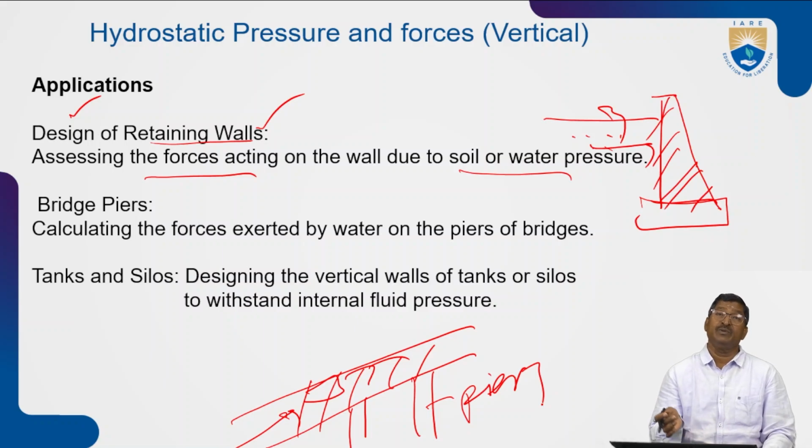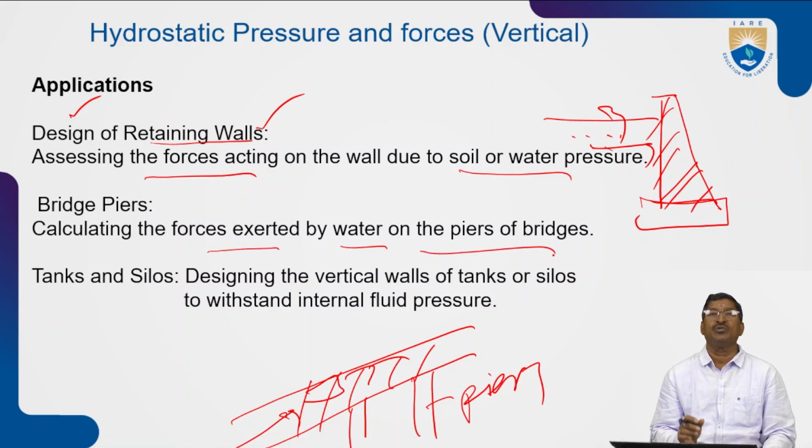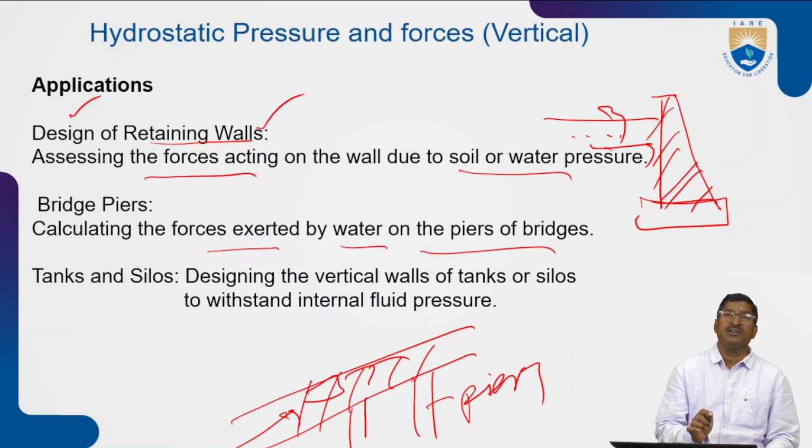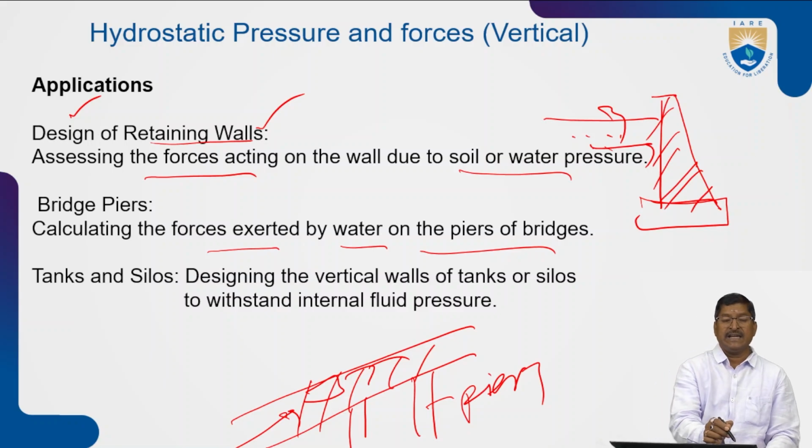These piers will be inside the water. So we calculate the forces exerted by water on the piers of bridges. How much water pressure is there onto the piers? We have to calculate that initially before going to design. Then you can design the pier sizes, circular shape or hexagonal shape, whatever the shape may be, based on how much force it can tolerate. That is called design based on the force exerted by the fluid. Okay. Tanks and silos.